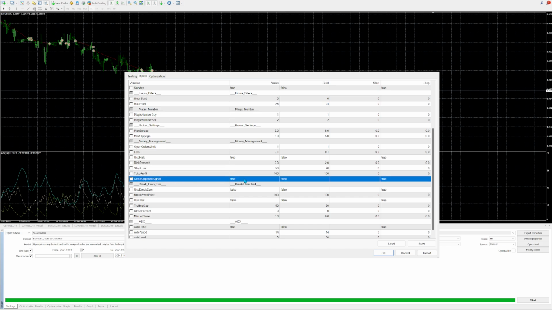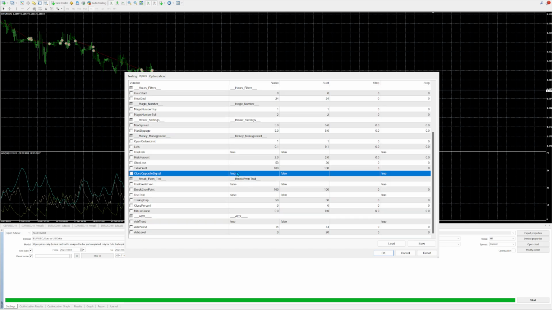Close opposite signal. When this is set to true, if there's an opposite signal to the trade that you opened, the EA will close the open trade. You can set that to true or false.